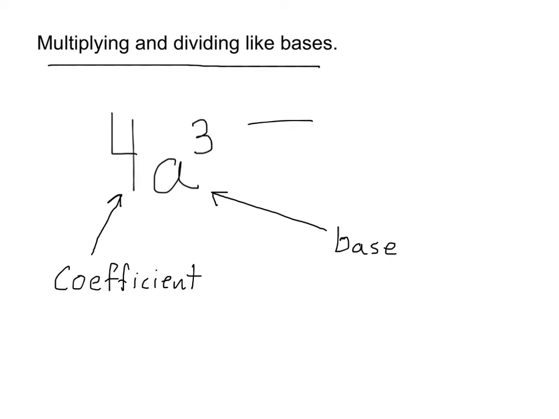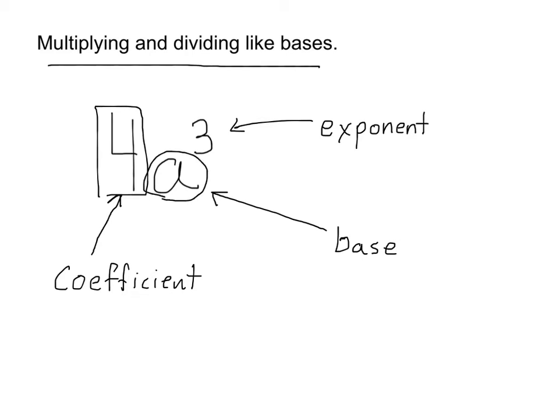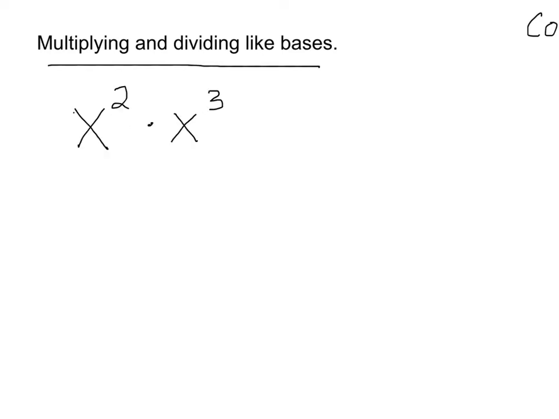And then the 3, can y'all tell me what the 3 is? It's the exponent. Good. So when we're talking about different parts of these problems, I need you to understand that the number in front of a variable is called the coefficient. The variable right here would be the base, and then the 3 would be the exponent. So let's look at the expression we have on the screen.